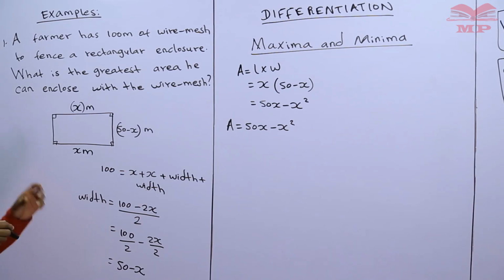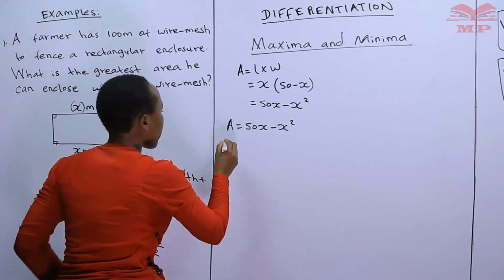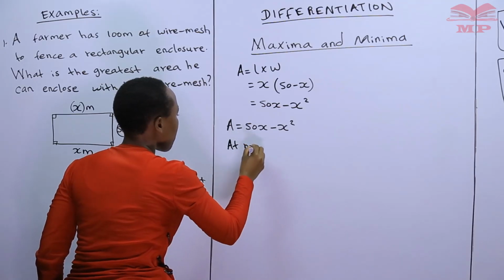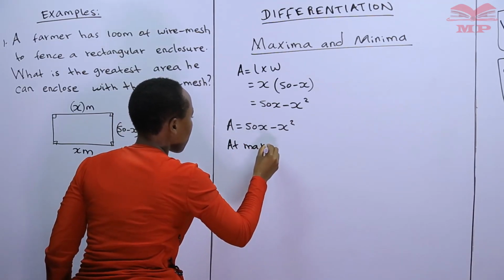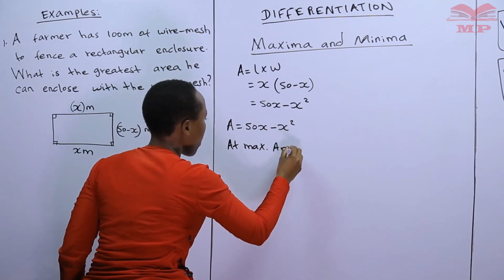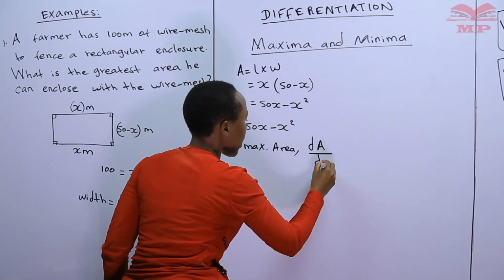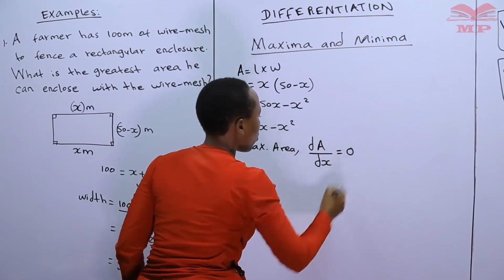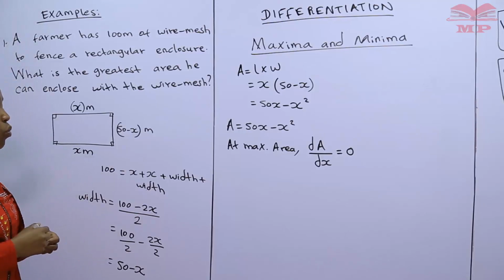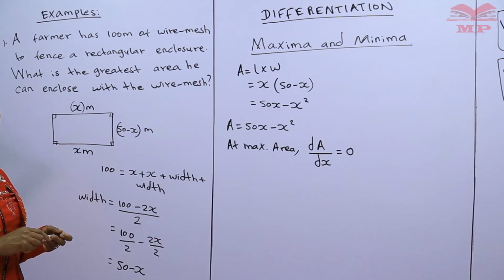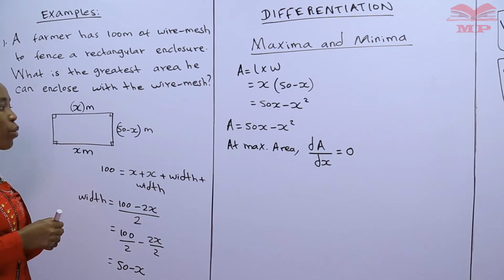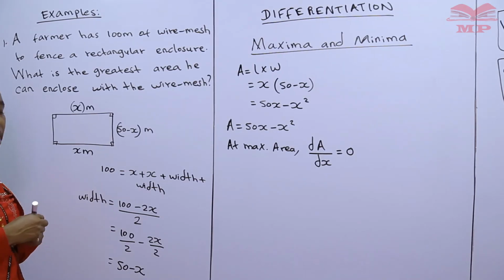And we have said that for any maximum, the gradient function is 0. So we need to say, therefore, at the maximum area, dA over dx should be equal to 0. So we are going to equate that equation to 0 so that we can get the value of x. Then we can calculate the maximum area.